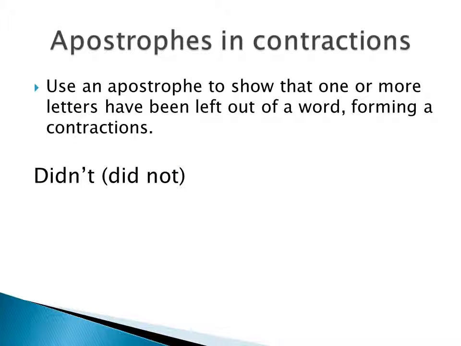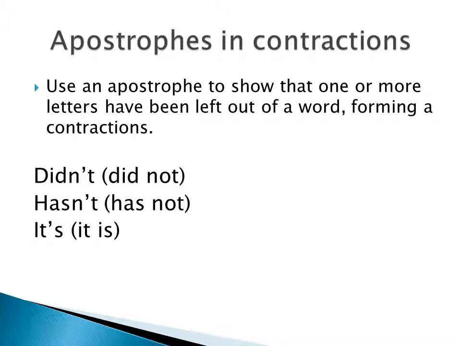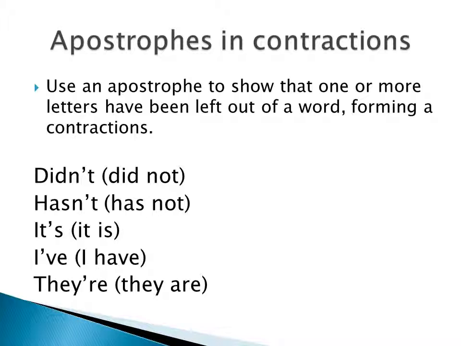So let's start with apostrophes in contractions. You use an apostrophe to show that one or more letters have been left out of the word, forming a contraction. Didn't, hasn't, it's, I've, and they're are very common contractions. Didn't comes from did not, hasn't comes from has not, it's comes from it is, I've comes from I have, and they're comes from they are. You can see that the contraction takes the place of the missing letters.